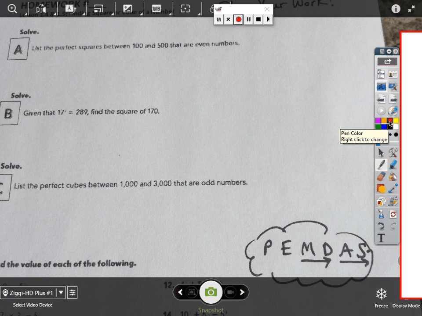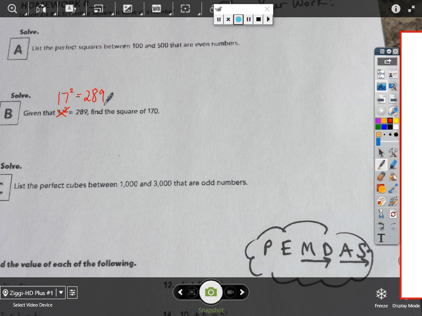Solve. Given that 17, this should say to the second power. It's hard to read that today, so I'm just going to rewrite that. It should say 17 to the second power equals 289. Okay, if we're given this fact, find the square of 170. Well, if this is a true statement, and they're saying it is, 17 squared really means 17 times 17, doesn't it? They say I get the answer of 289. There's nothing to figure out there.